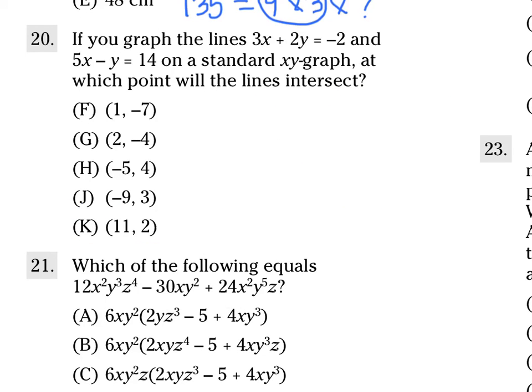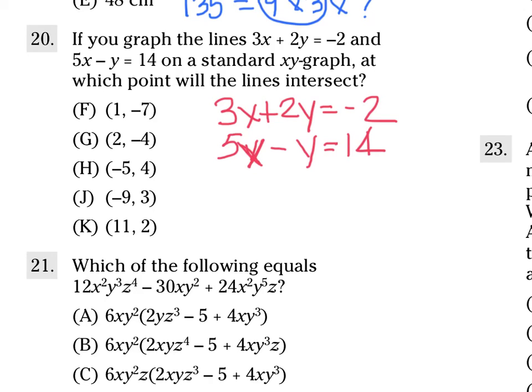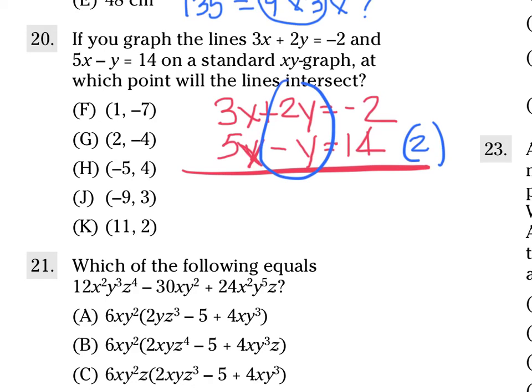If you graph the lines 3x plus 2y equals negative 2 and 5x minus y equals 14 on a standard xy graph, at which point will the lines intersect? All this is a system of equations. So if we set them up like this and solve for x and y, that will give us the point. Handwriting is terrible today. I'm going to take the easy route and multiply this bottom one by 2 so I can cancel out the y's.